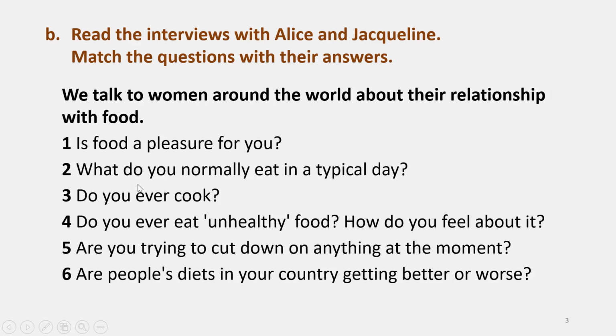For the first question, the interviewer asks, is food a pleasure for you? Second question, what do you normally eat in a typical day? And for the third question, did you ever cook? Question 4, did you ever eat unhealthy food? And how did you feel about it? And question 5, are you trying to cut down on anything at the moment? And for question 6, are people's diets in your country getting better or worse? So to help you remember these questions, I think you can take a picture. Yeah, because we will move on to the next slide.